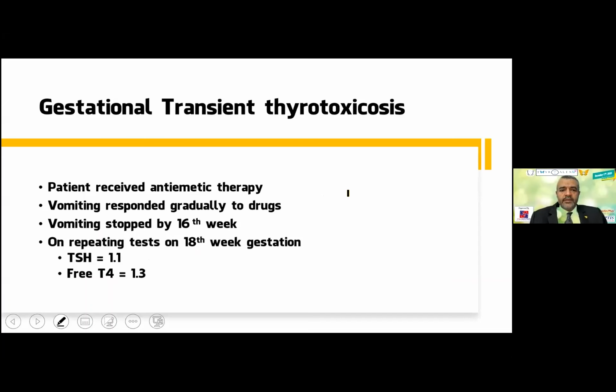Patient received the antiemetic therapy. Vomiting responded gradually to the drugs. Vomiting stopped by the 16th week of gestation. And on repeating tests on the 18th week of gestation, TSH is back to normal. Free T4 is back to normal. This was a case of gestational transient thyrotoxicosis, which is not recommended to be treated with antithyroid drugs according to the American Thyroid Association, simply because it is a transient state and it is mediated by the pregnancy-induced elevation of HCG.